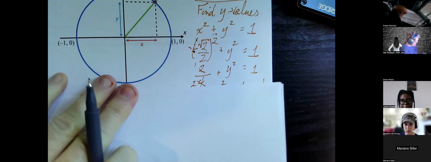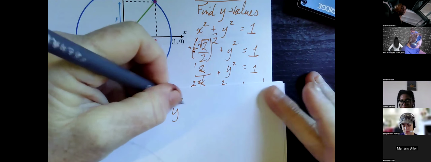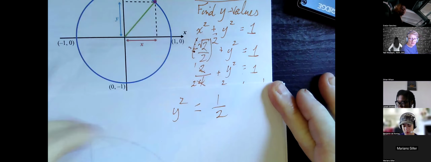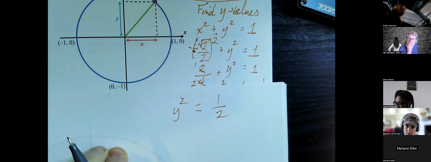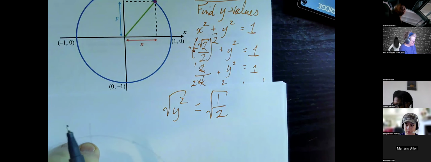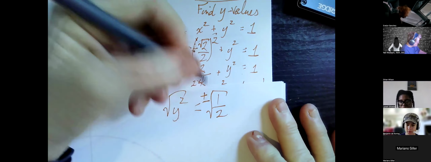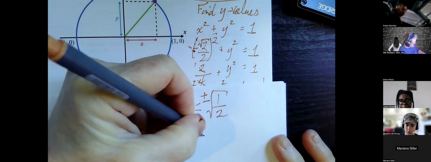Okay, so we've got y squared equals 1/2. Now what? Take the square root. And when we do the square root, what do we have to do? Plus or minus. Yes, take the square root of both sides, we put in the plus or minus. Very good. So we get y equals plus or minus.